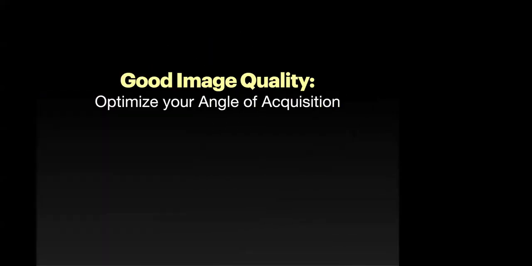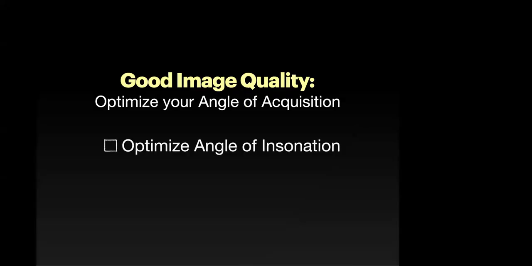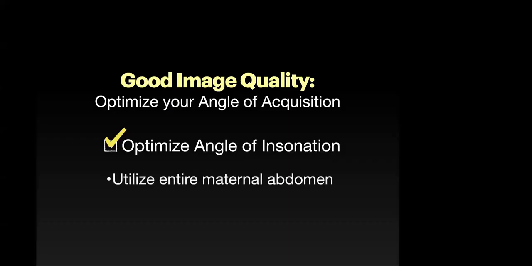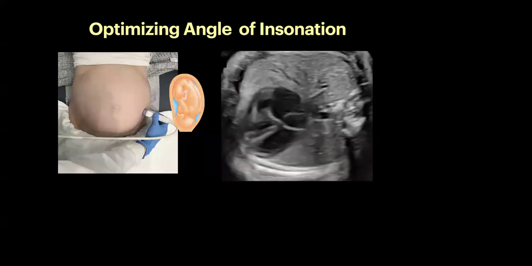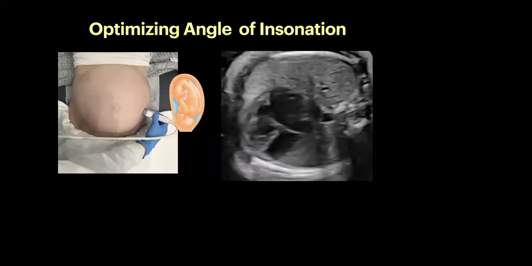So now we're moving on to producing good image quality, and that's by optimizing your angle of acquisition. And this is by utilizing your angle of insonation, asking yourself, what is it that you are actually evaluating or interrogating? And how we could optimize our views is by utilizing the entire maternal abdomen, as well as optimizing fetal maternal positioning, which is key. So here's just an example of a case.